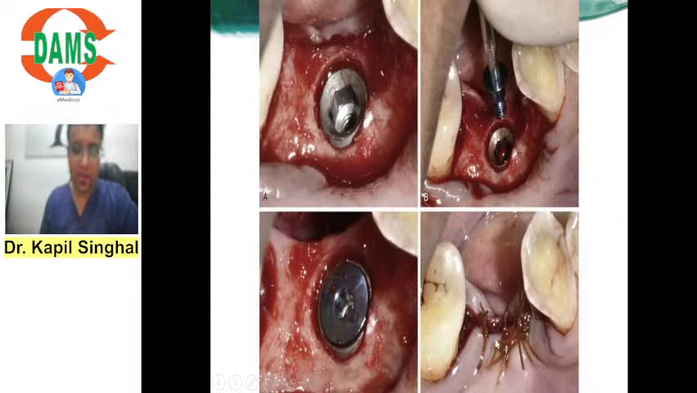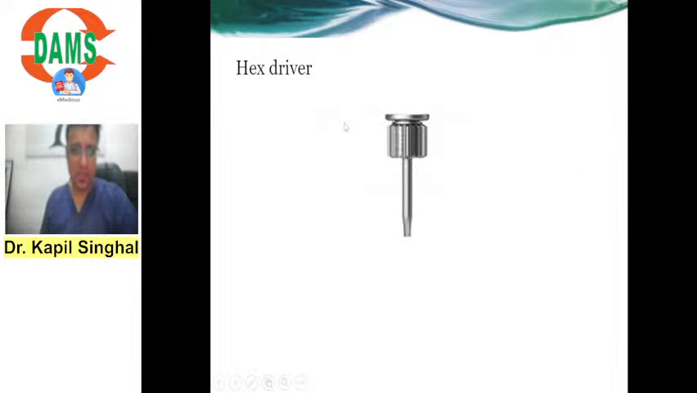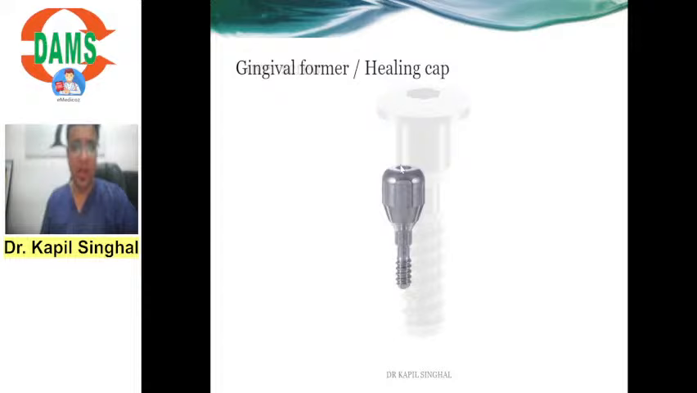But now after 3 months, when I have exposed my implant and removed my cover screw, I need to put something over my implant so that the gingiva does not cover it completely. So the next component that I require is known as a gingival former or a healing cap, also known as a healing abutment. Gingival former, as the name suggests, is the component that shapes the gingiva.